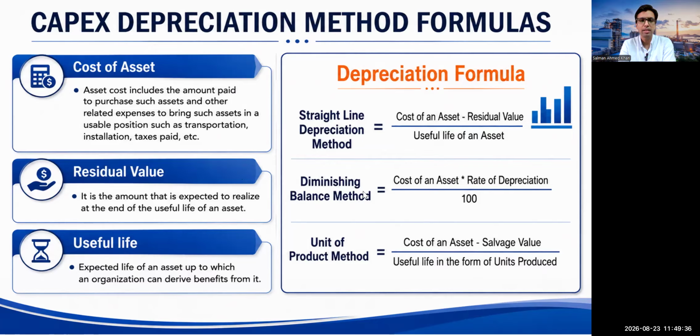Cost of an asset is basically the amount paid to purchase the asset and the related expenses to bring the asset to a usable position, such as transportation, installation, and tax. Residual value is the amount that is expected to be realized at the end of the useful life of an asset. And useful life is the expected life of an asset from which an organization can derive benefit. So our formula is cost of an asset minus residual value, divided by useful life of an asset. And of course, we will do the numerical as well here.